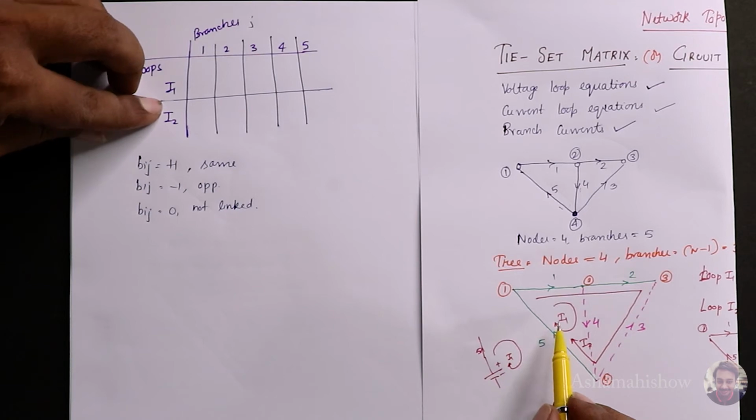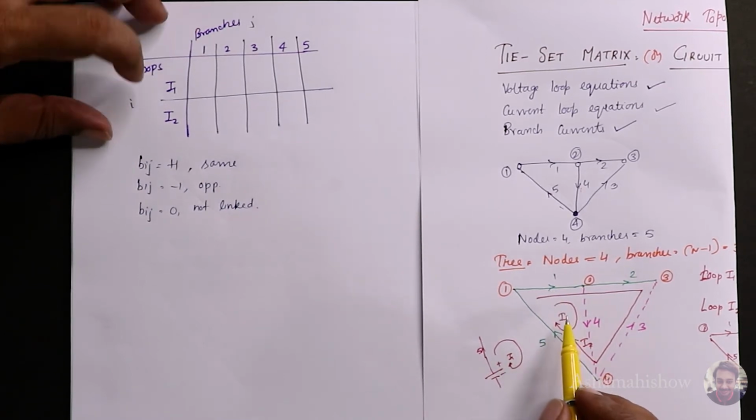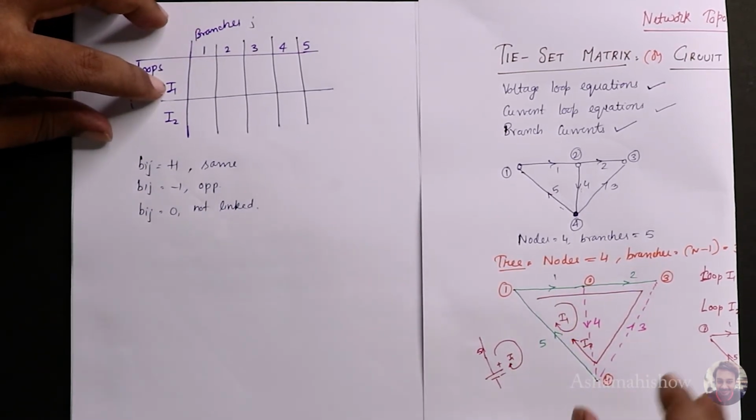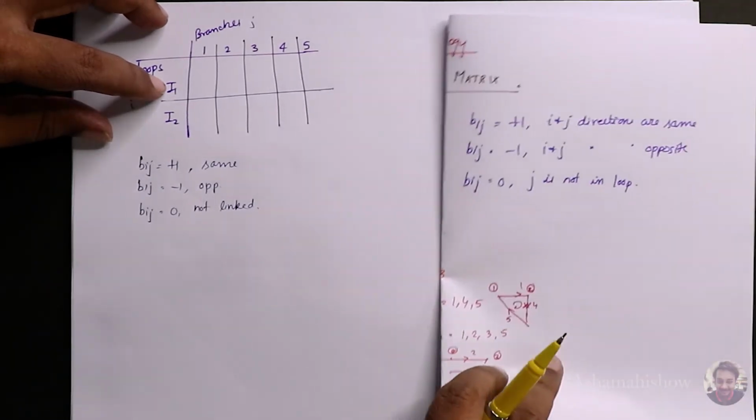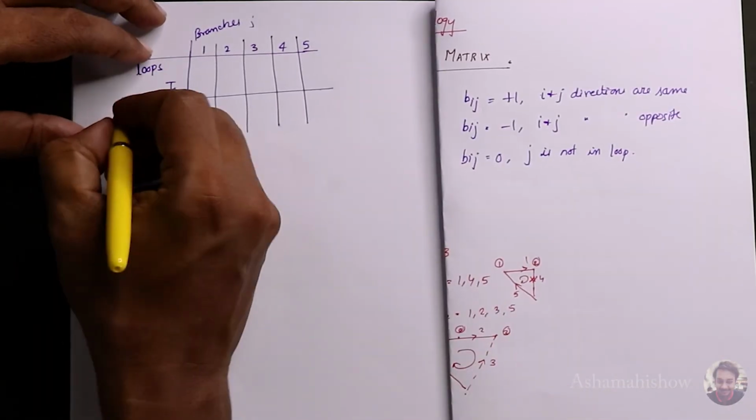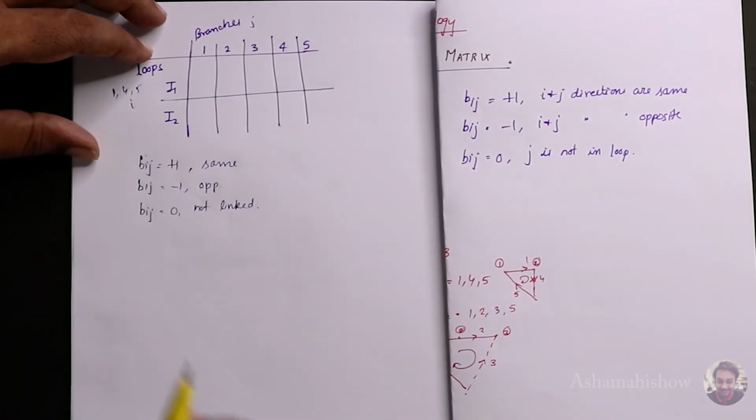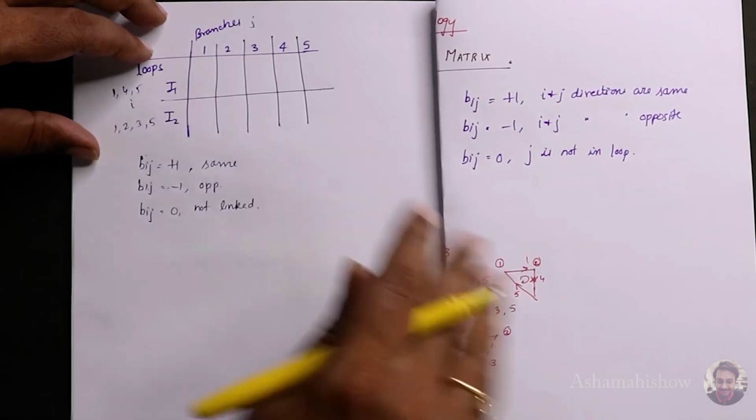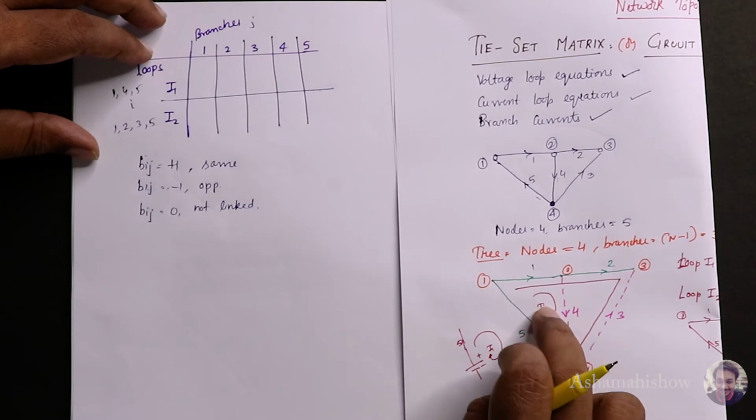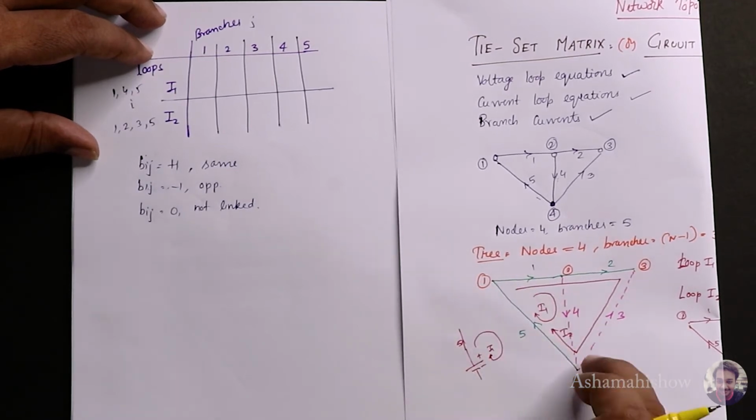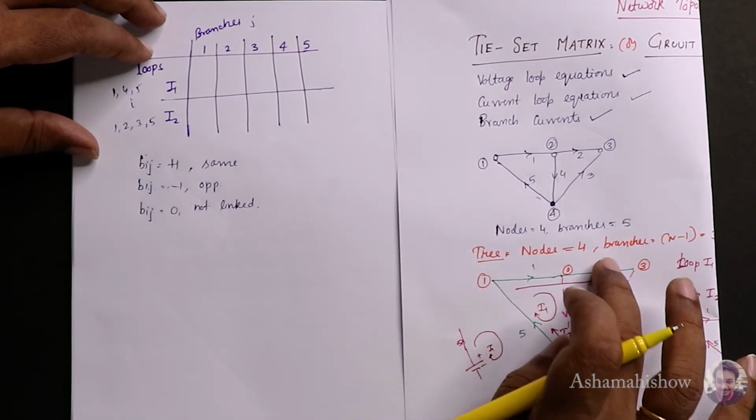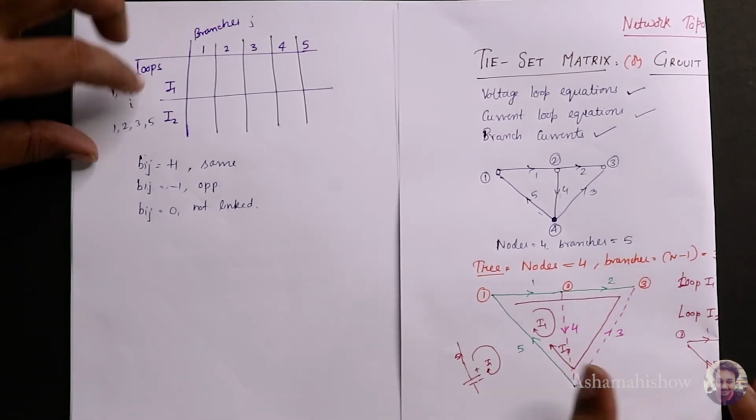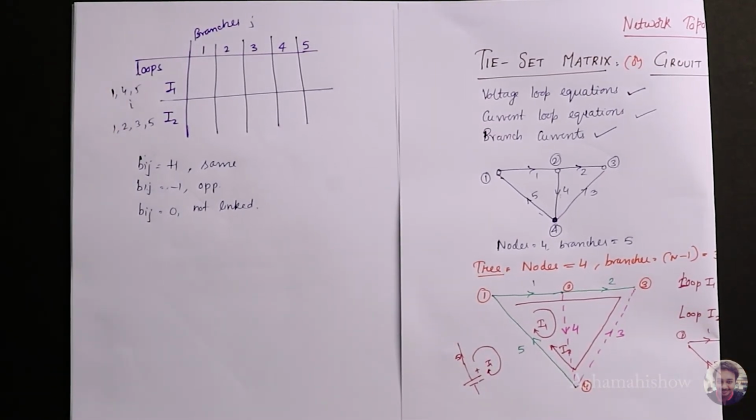We will see your I1 and the first node. See, your I1 is connected with how many? I have written here. Your I1 is connected to 1, 4, 5 only. Your I2 is connected to 1, 2, 3 and 5. See, your I1 is linked with branches 1, 4, 5. Your I2 is linked with branches 1, 2, 3, 5 directly. From here you will directly get the answer.